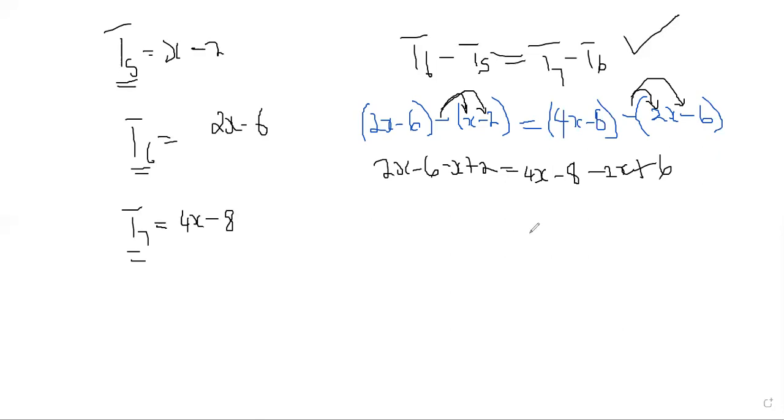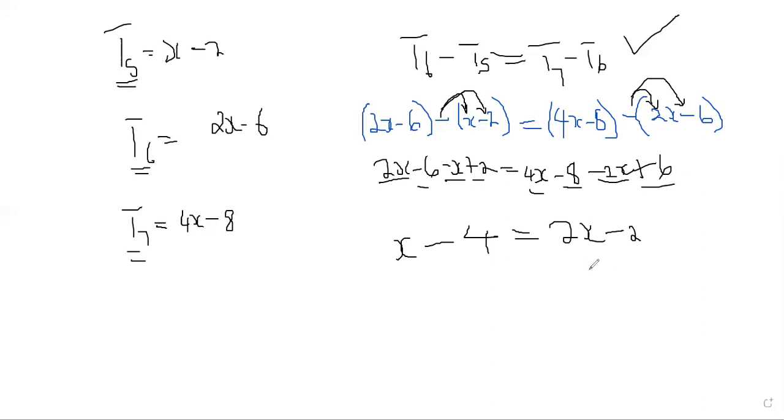Easy. And then from there, what do you do? You work out the like terms. So you can see we have 2x minus x, that will give you x. We have negative 6 plus 2, that will give you minus 4. You have 4x minus 2x, that will give you 2x. You have negative 8 plus 6, that will give you negative 2.